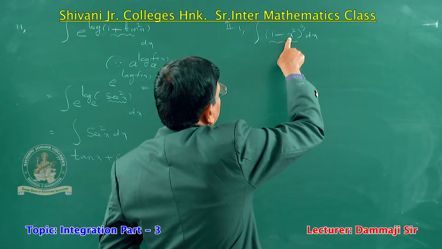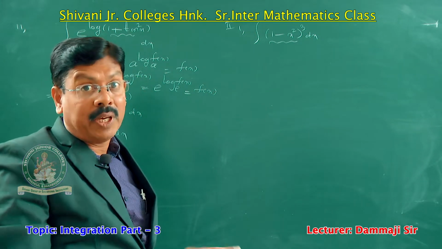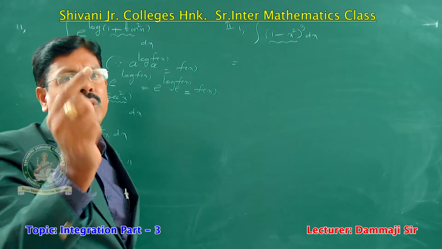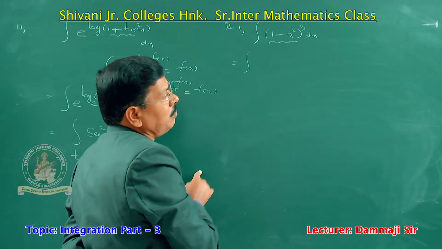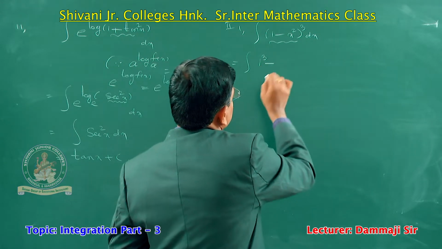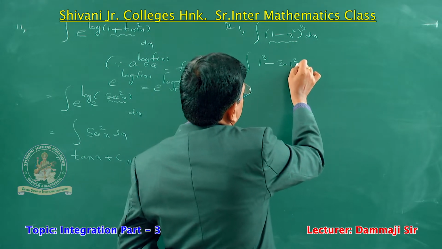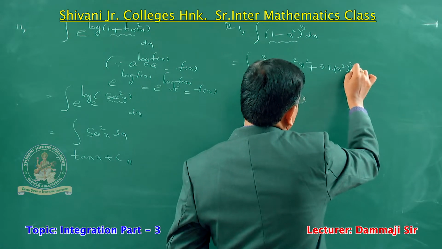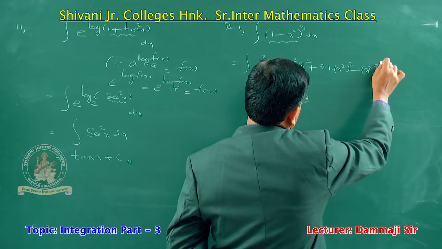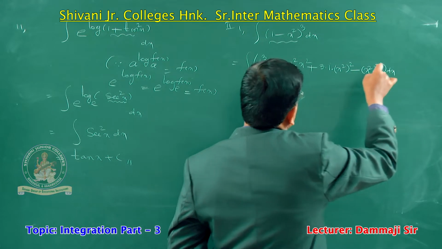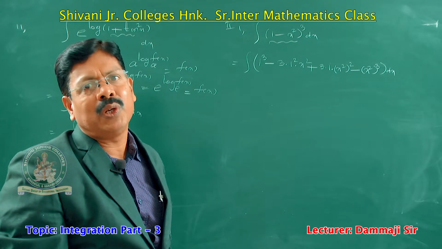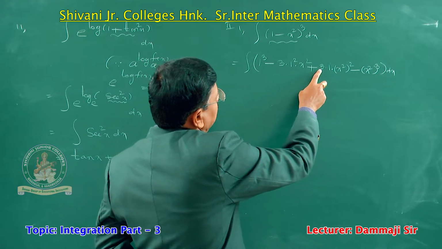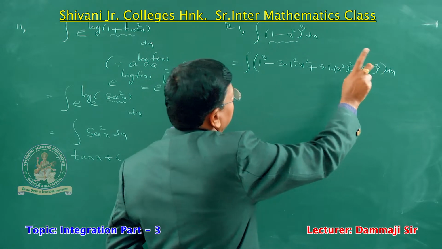Okay, (a minus b) whole cube, formation by using expansion. The result of (a minus b) whole cube you already know very well: a cube minus 3a square b plus 3ab square minus b cube. So you know very well the expansion of (a minus b) whole cube, one of the results being a cube minus 3a square b plus 3ab square minus b cube.